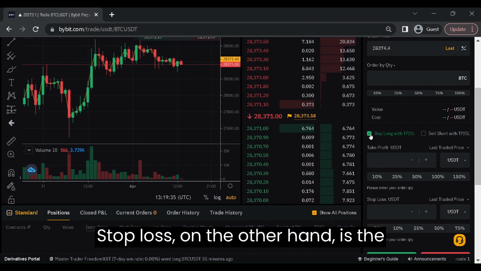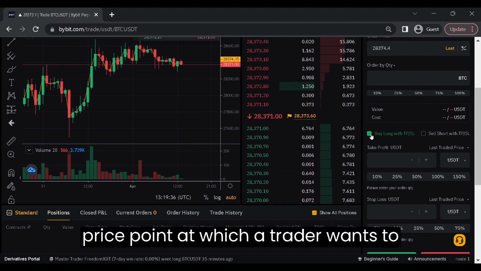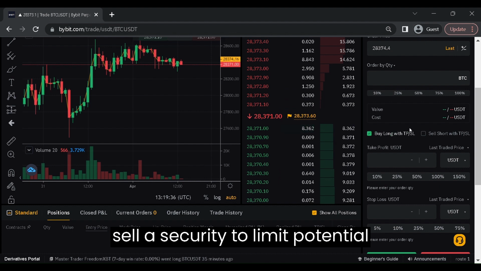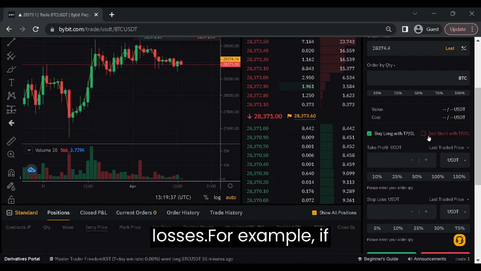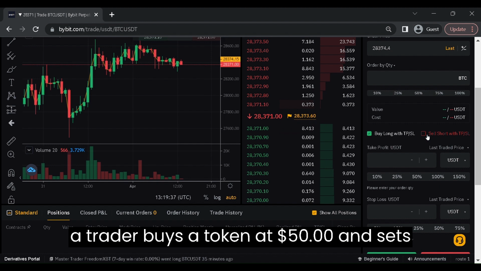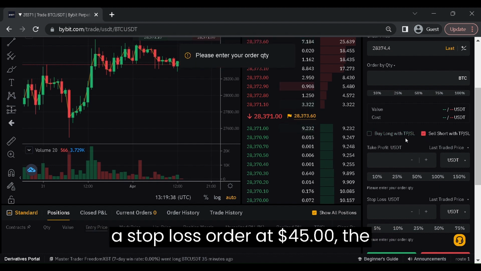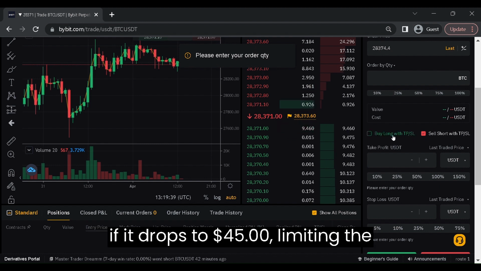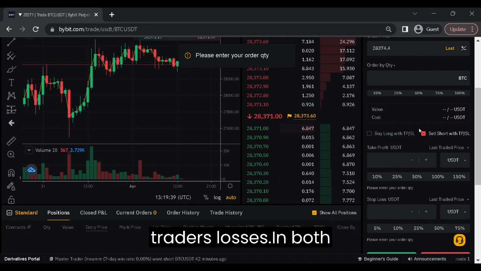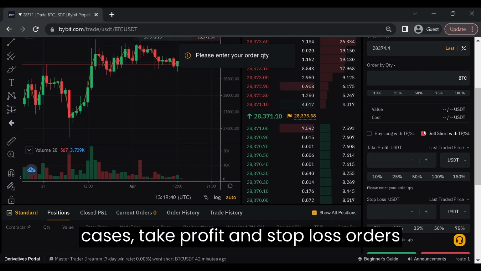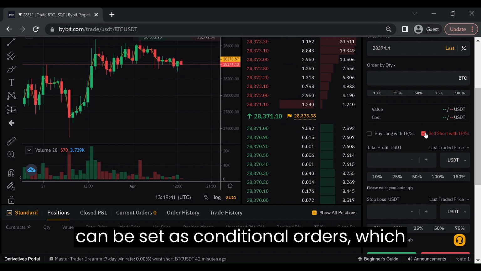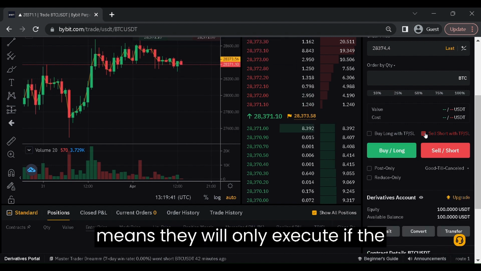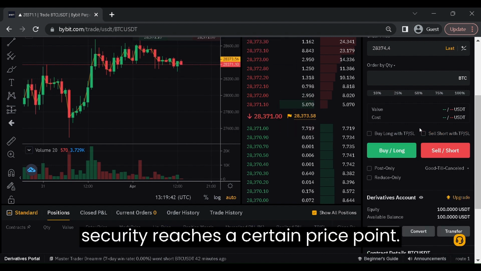Stop loss, on the other hand, is the price point at which a trader wants to sell a security to limit potential losses. For example, if a trader buys a token at $50 and sets a stop loss order at $45, the order will automatically sell the token if it drops to $45, limiting the trader's losses. In both cases, take profit and stop loss orders can be set as conditional orders, which means they will only execute if the security reaches a certain price point.